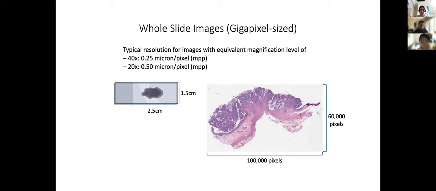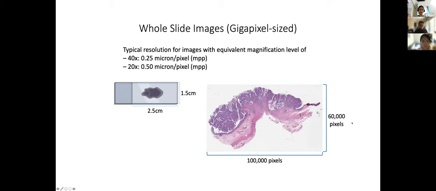But nowadays, there's a scanner, and we can acquire the whole set of images at the microscope magnification level. These images are super big, gigapixel size. That's a unique characteristic of computational pathology. We usually scan these slides at the 40x magnification level. So for a glass slide, the resulting whole slide images are 100,000 pixels by 60,000 pixels, or sometimes even more.